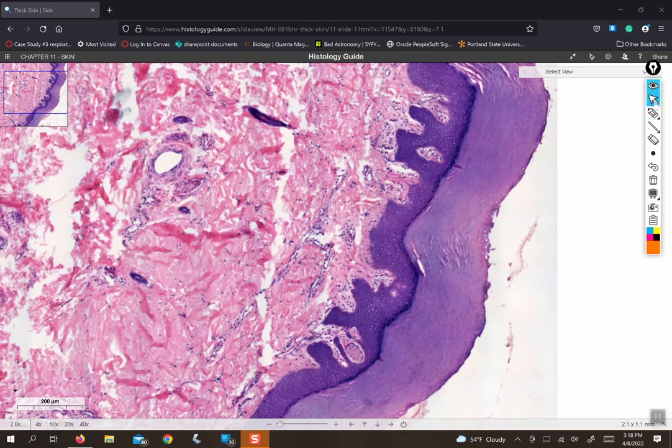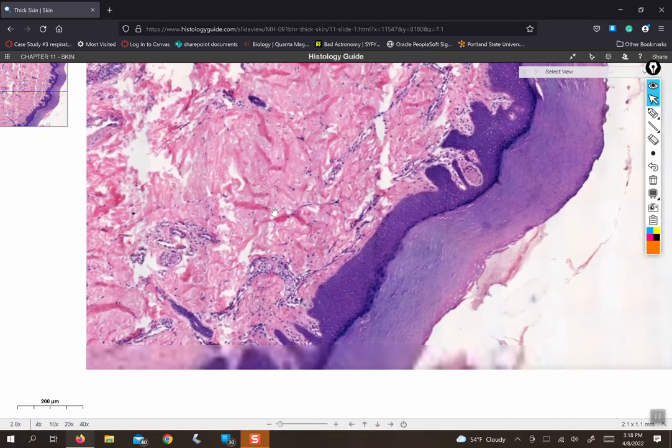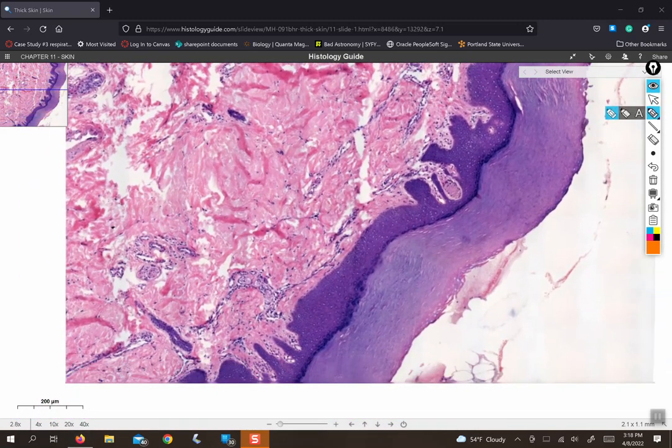So here's a really good one. See that cuboidal epithelial tube climbing up towards the apical surface? That's going to release sweat onto the apical surface, both to cool you and also to create a thin film of water that allows you to have extra gripping capabilities.